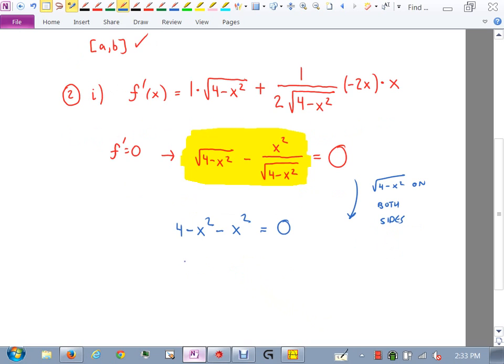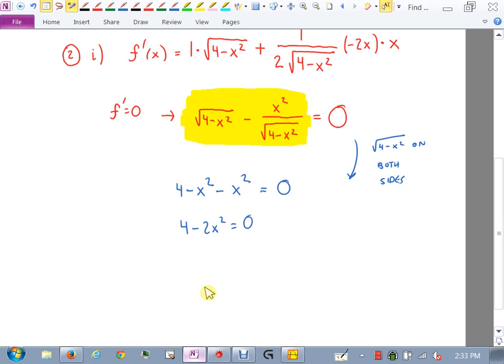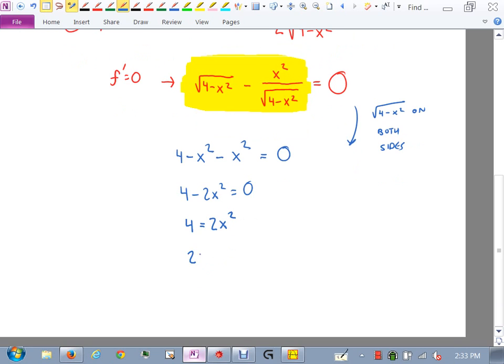And believe it or not, this is just a quadratic equation. Combine negative x squared is negative 2x squared. I'm going to go ahead and choose to move the negative 2x squared to the right side. I'm going to divide by 2. I'm going to take the square root. And whenever you take the square root on both sides of an equation, you always have to look at plus or minus. X could be positive square root of 2 or negative square root of 2.